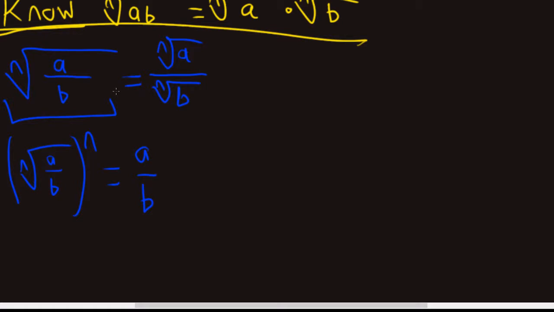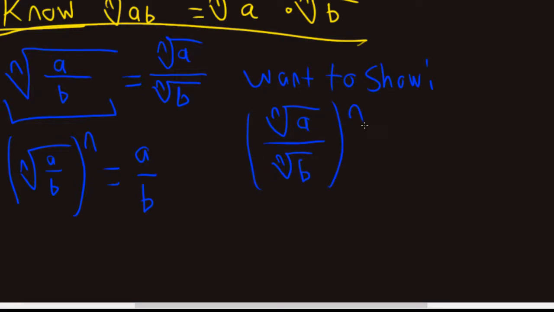So what do we want to prove? We want to show that the same thing is true of the nth root of A over the nth root of B raised to the n. We want to show that that is also equal to A over B.